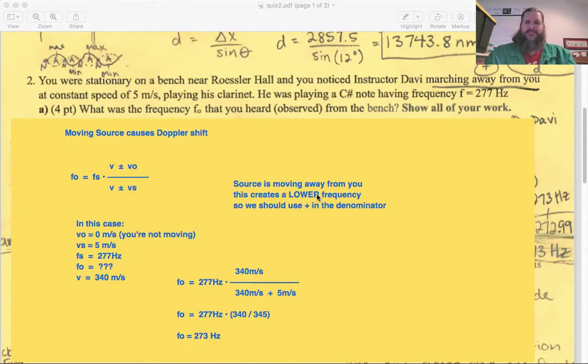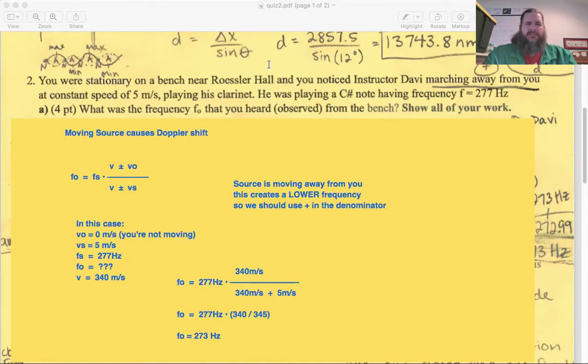So, can you try to think of an example of when, because sometimes you could have the observer and the source moving, right? So if they're moving in the same direction. Yeah, like let's say you get up and start following the clarinet player.